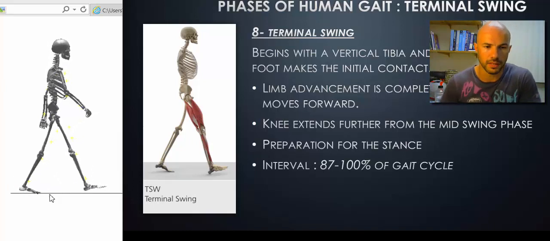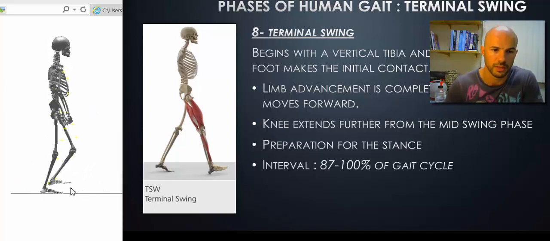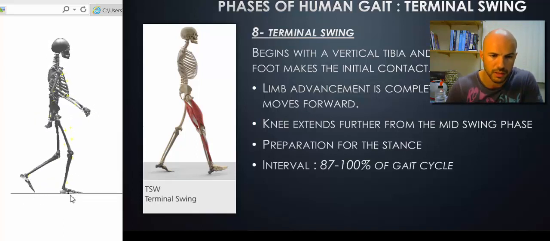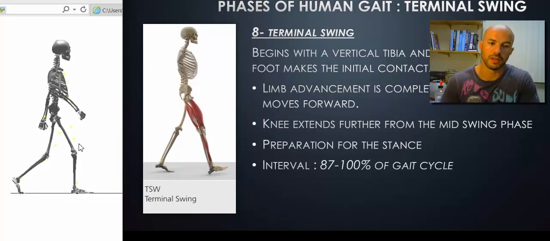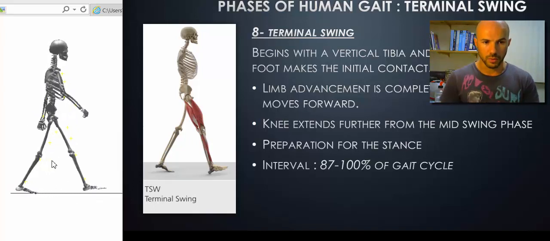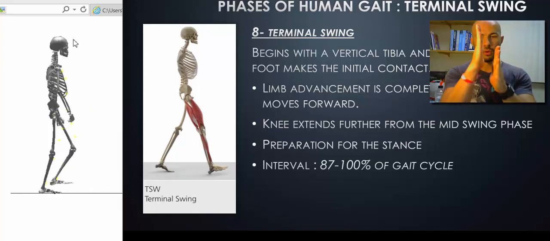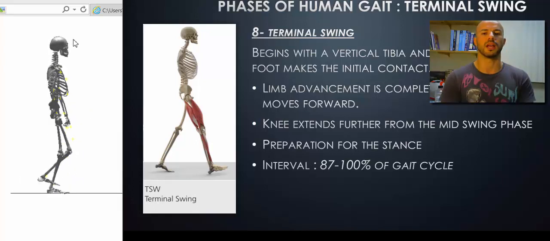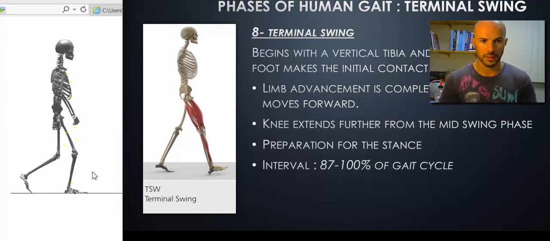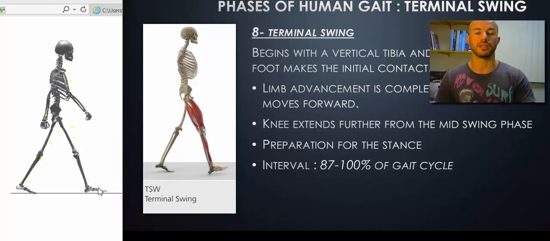Let's check the example here. Initial swing, middle swing, and then the terminal swing. One more time. Initial, mid, and the terminal. The distinction between the phases comes from the tibia, actually. If the tibia is vertical, so initial, mid, this is the terminal swing. The moment the tibia is 90 degrees, that's where the terminal swing starts. One more time. Terminal starts here and then finishes when the heel touches the ground.